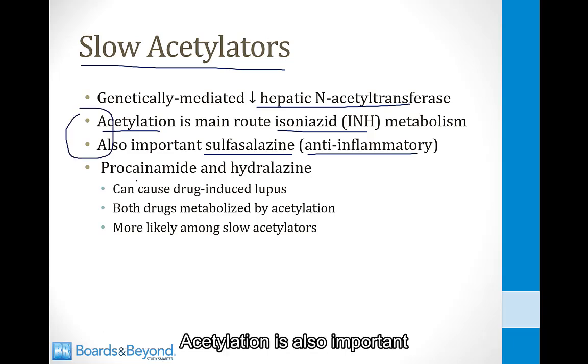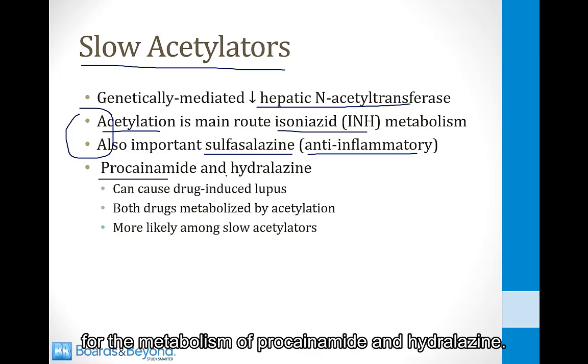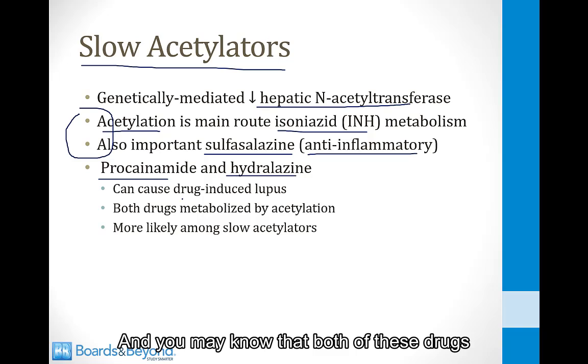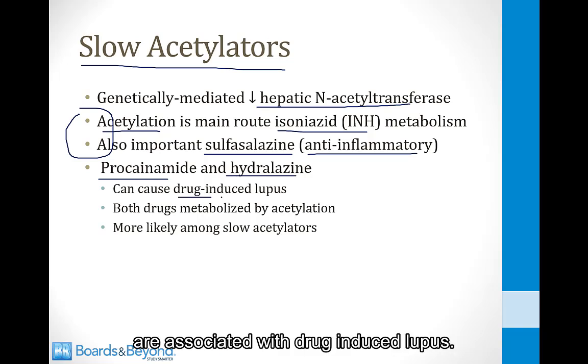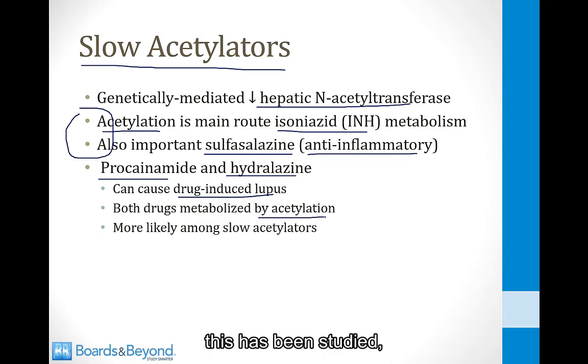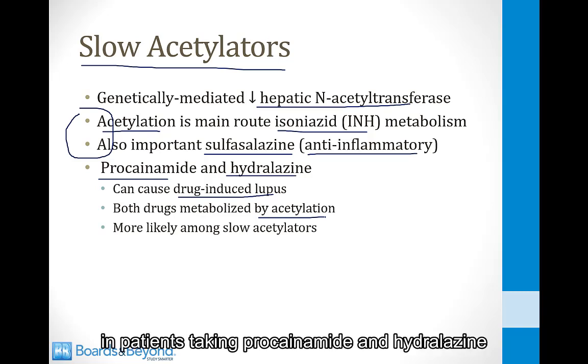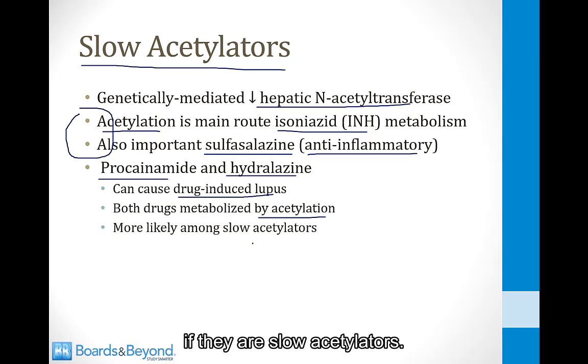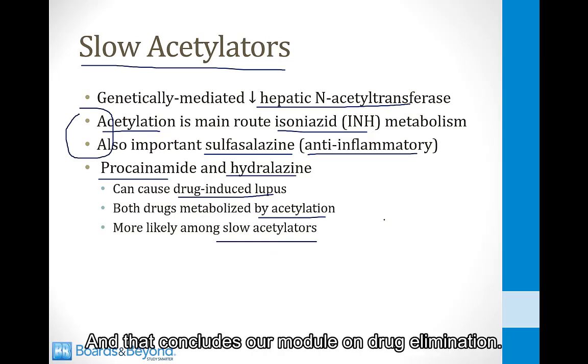Acetylation is also important for the metabolism of procainamide and hydralazine. And you may know that both of these drugs are associated with drug-induced lupus. And because they're both metabolized by acetylation, this has been studied, and drug-induced lupus is more likely in patients taking procainamide and hydralazine if they are slow acetylators. And that concludes our module on drug elimination.